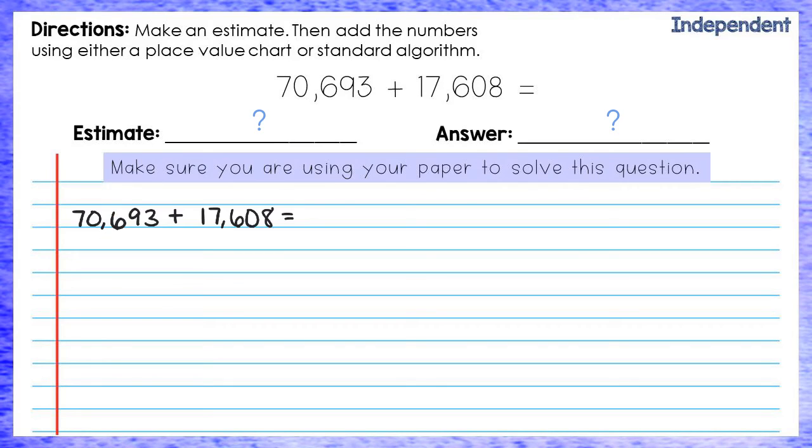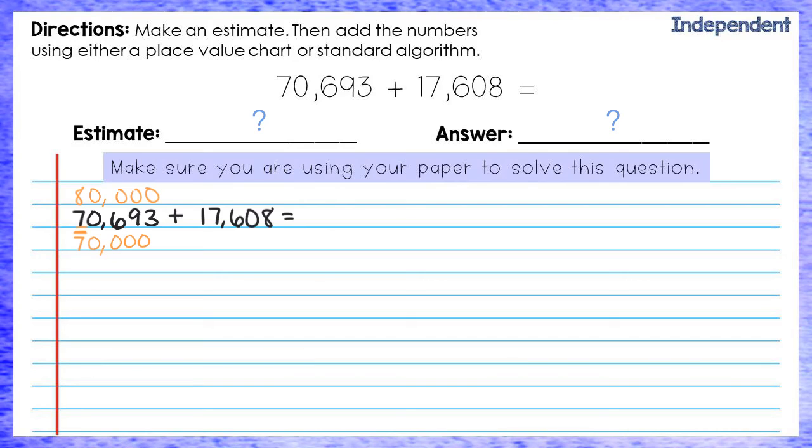So 70,693. Let's round to the nearest 10,000. So it's either going to round down to 70,000 or up to 80,000. Which is 70,693 closer to? It's closer to 70,000 because it's a long ways away from 80,000.